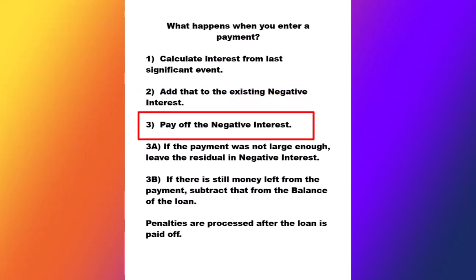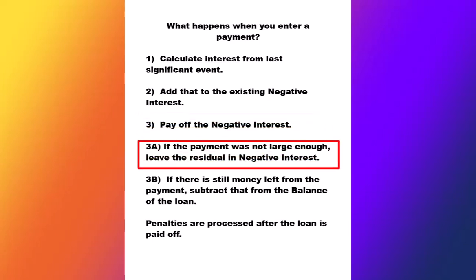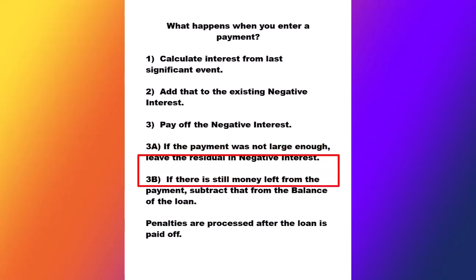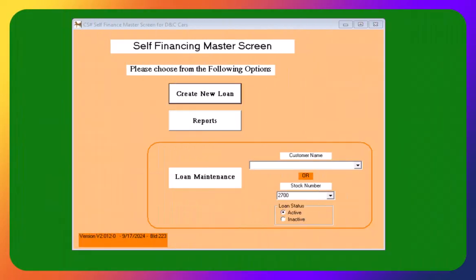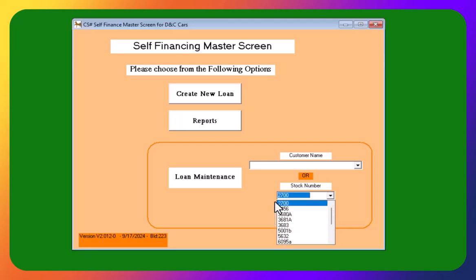So now you have two issues. First, if the payment was not large enough, then you have to leave some residual negative interest. And second, if there is still money left from the payment, subtract that from the balance of the loan. We'll go back to our usual stock number that we've been using, 2700.